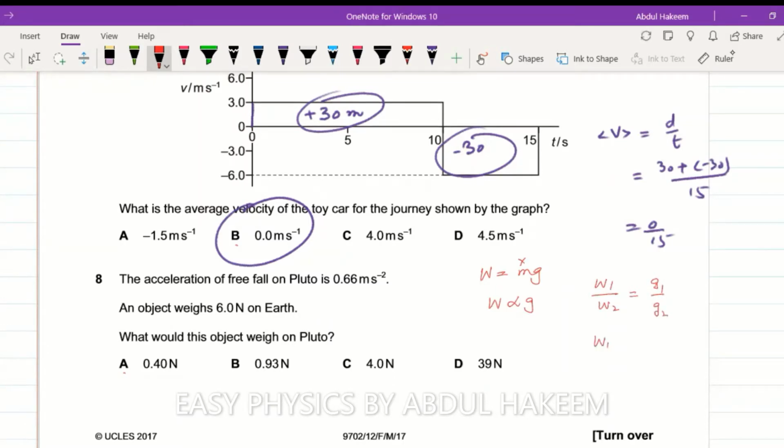So suppose W1 is required and W2 is 6. The acceleration for Pluto is 0.66 and the acceleration due to gravity on the Earth is 9.81. So the weight will be 0.66 times 6 divided by 9.81. After calculation, the answer is 0.40.